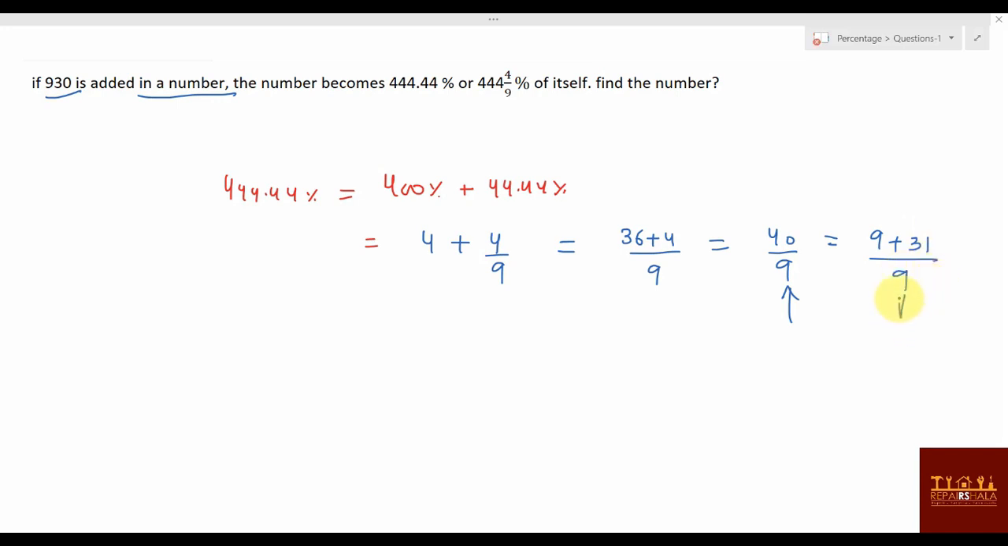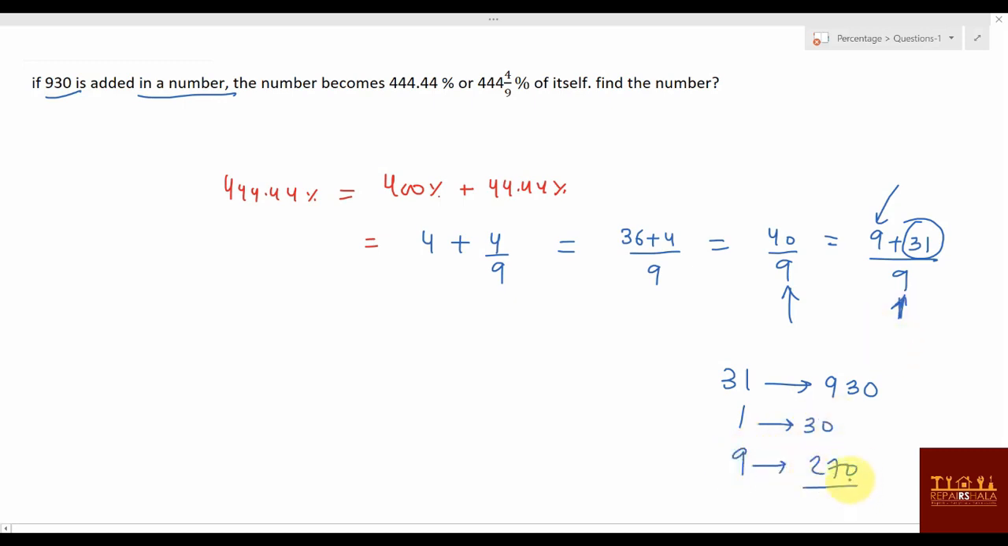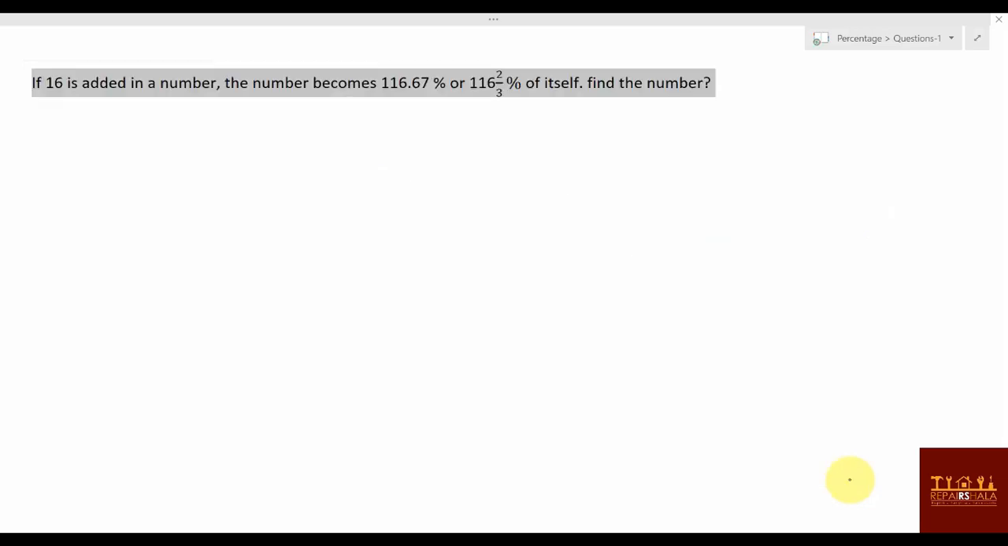You can say number is there and here also number is there, and how much you are adding? 31 you are adding. Actually in the question how much you are adding? 930. So what you can say, 31 is corresponding to 930. So 1 will correspond to 30. What do you need? 9, right? So 9 will correspond to 270. Clear? Are you able to get how you can solve the questions? Okay. Let's go for next one. This one. If 16 is added, I think this thing you can solve. So what you can say?